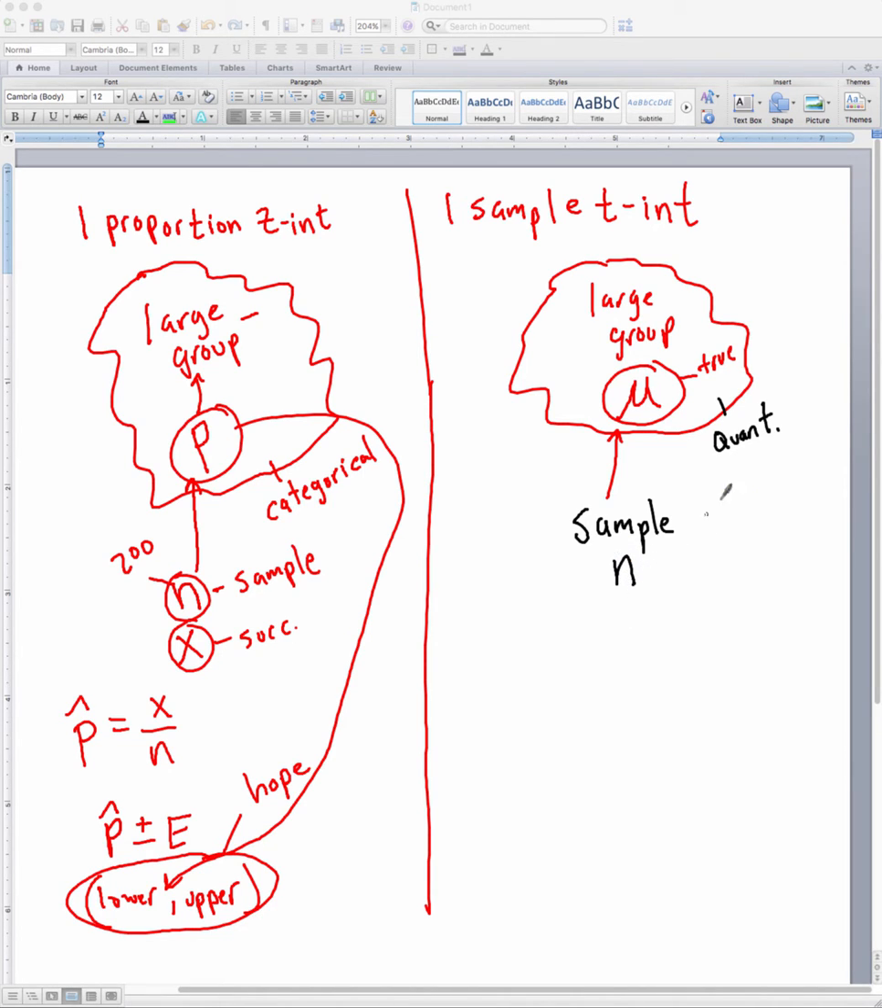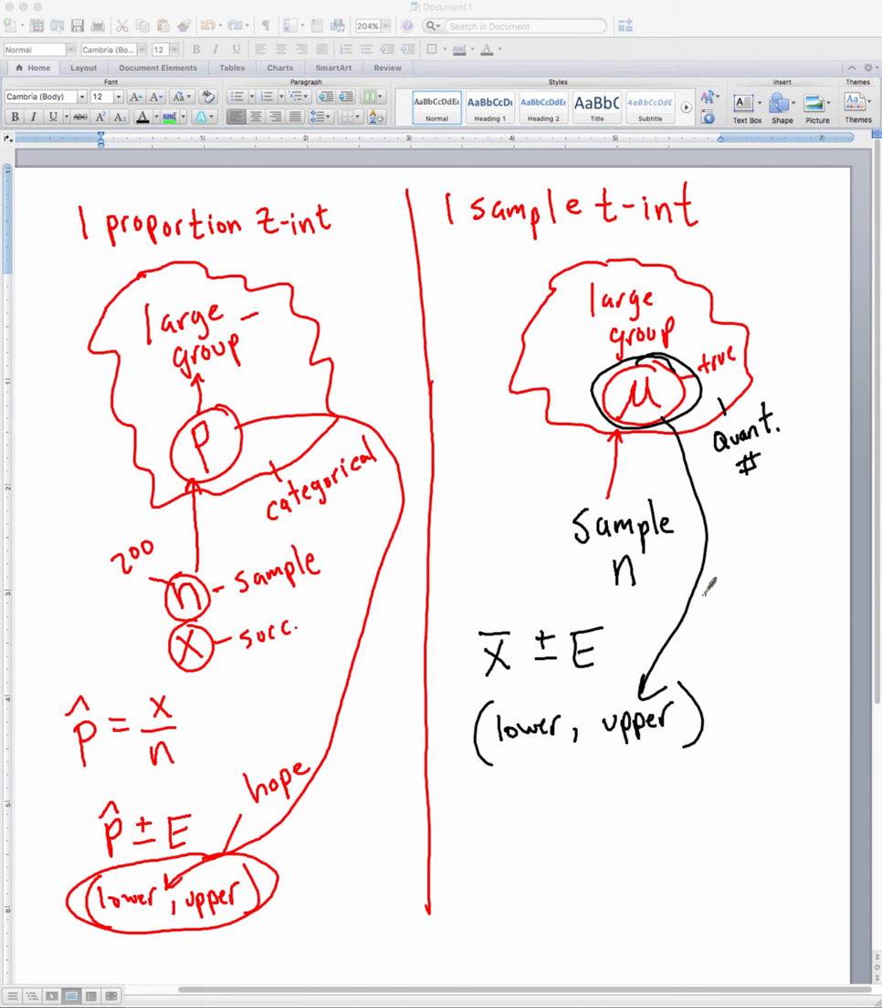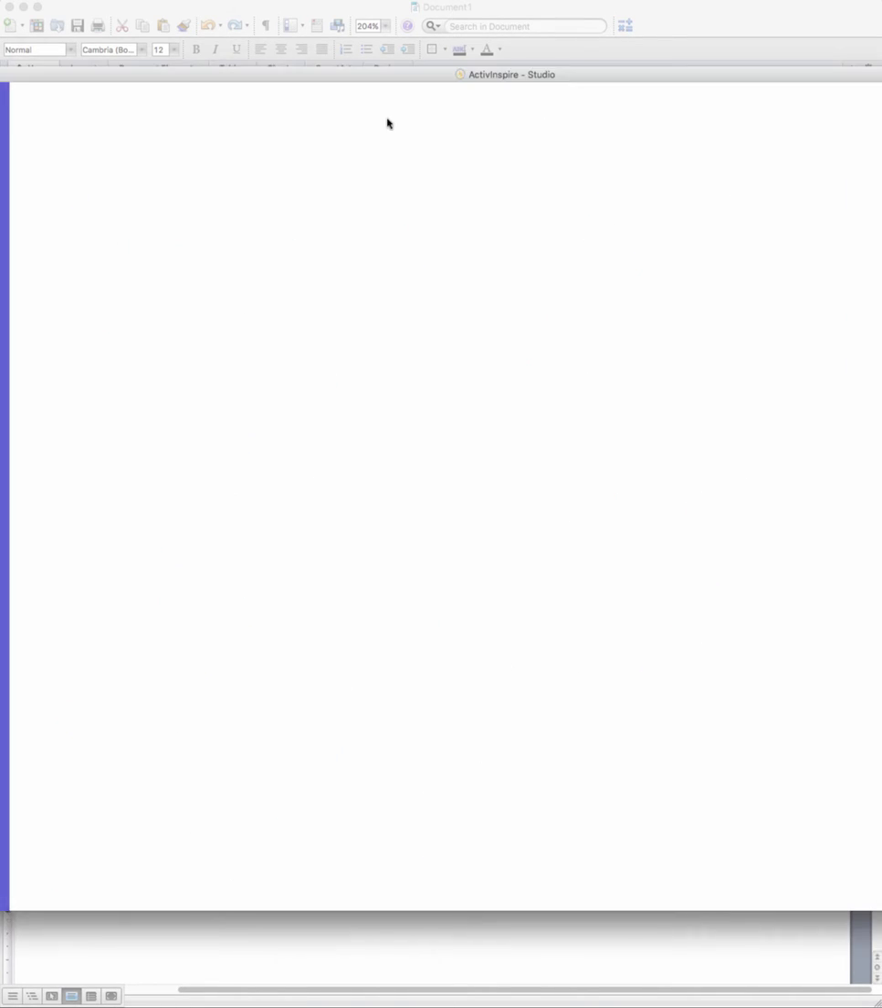With the quantitative data, we get the average, and the average is called X bar. We add and subtract this thing called the margin of error, which we'll learn about, and that gives us an interval, a lower and an upper. There are certain formulas that go along with this, but we're going to be using Statcrunch, and our hope is that this truth is in here based off the sample. So that's what we're going to be doing.